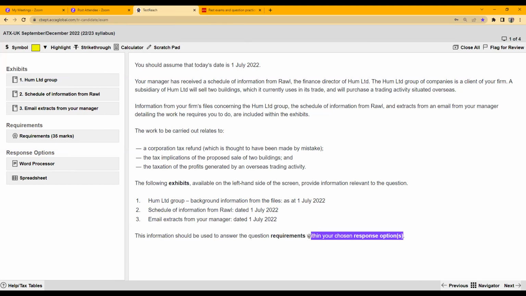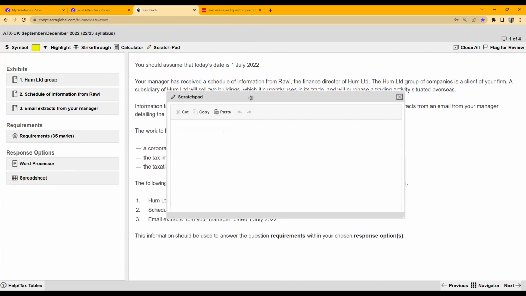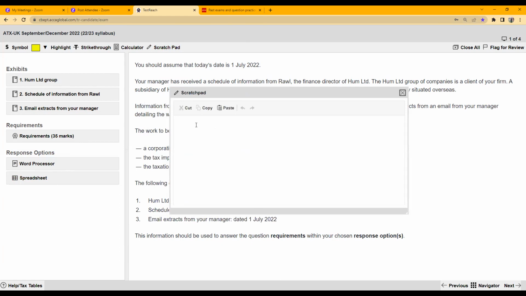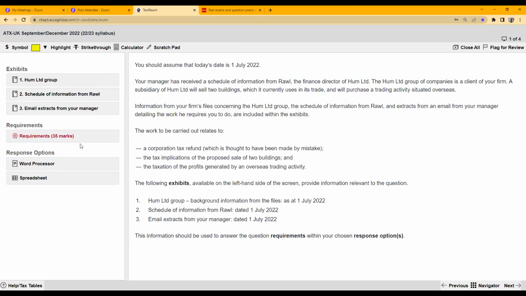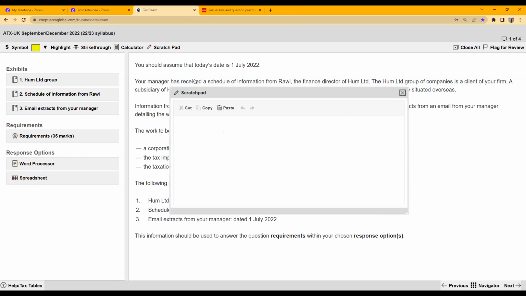Now, what exactly is the meaning of chosen responses? If you want to address your answer in typing form, then you can use the word processor area. And if you want to perform calculation steps, you may use the spreadsheet area. But keep in mind, there is also a Scratchpad available. If you write anything in the Scratchpad, that is not going to be considered as your answer. Your answer would be considered only if you have written it in the word processor or the spreadsheet in the response option. If you have marked any points in the Scratchpad, that is a rough working pad, you can say. If you have written anything over here, it will not be considered as part of your answer. So please do not write anything over here pertaining to the answer solution.